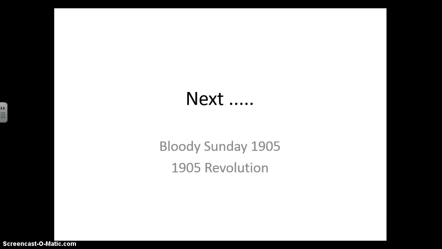So the Russo-Japanese War really sets up a peak of discontent, which leads into the next events we're going to look at, which is Bloody Sunday, an event that happened in early 1905, and then the 1905 revolution itself.